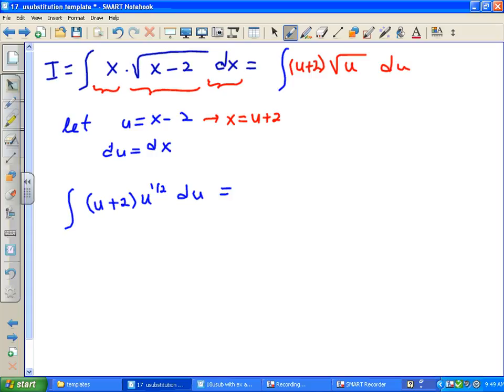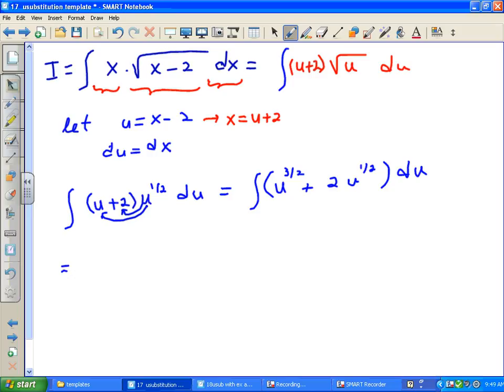Distribute. Now we can, because there's no power on u plus 2, right? We can distribute to u to the 1/2 one at a time, multiply it out. So what is u to the 1/2 times u? u to the 3/2, exactly. Plus u to the 1/2 times 2, that's 2u to the 1/2. Okay, how does it look right now? Does it look like something we can integrate? Certainly, right? So now, again, it's easy to integrate a sum because you can go one at a time. So let's integrate the first one.